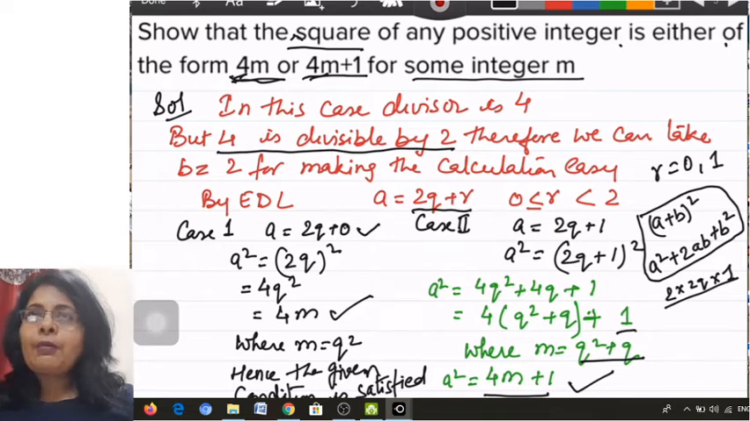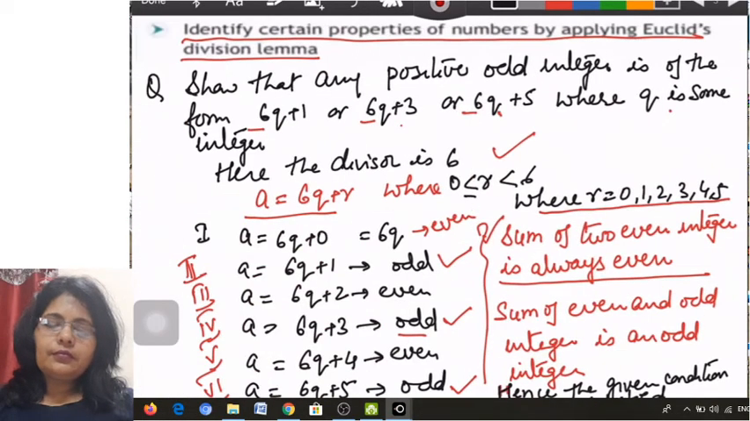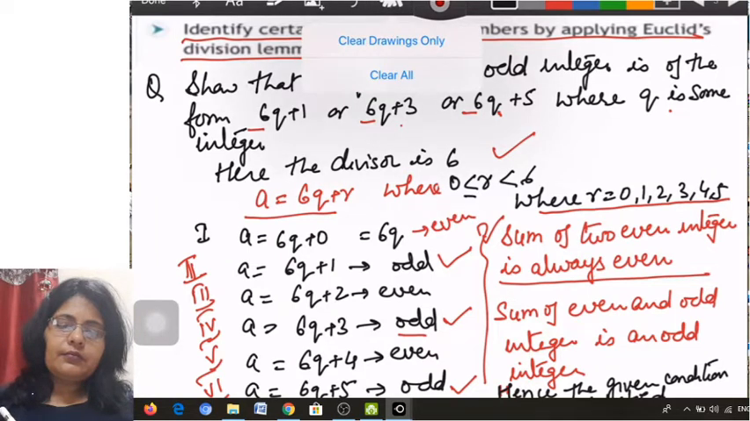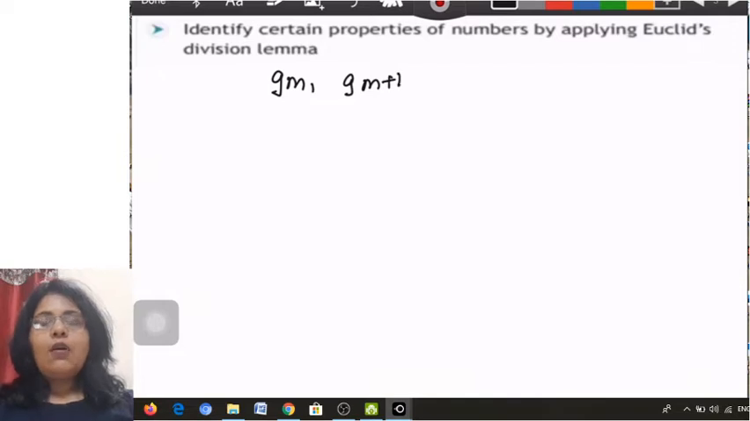Now in our NCERT book, the last question is of the same type. It is written: use Euclid's division lemma to show that the cube of any positive integer is of the form 9m, 9m plus 1 or 9m plus 8. So we will do the same thing that I told you in the last question.